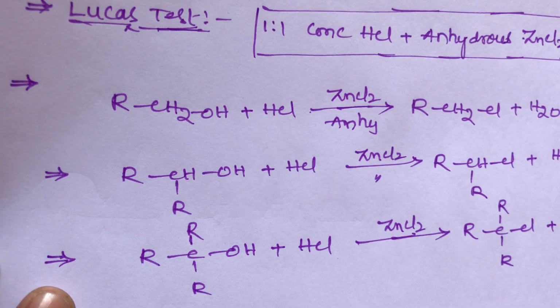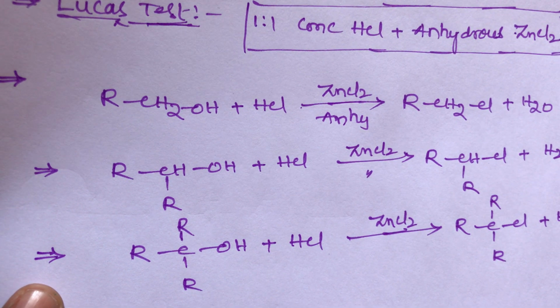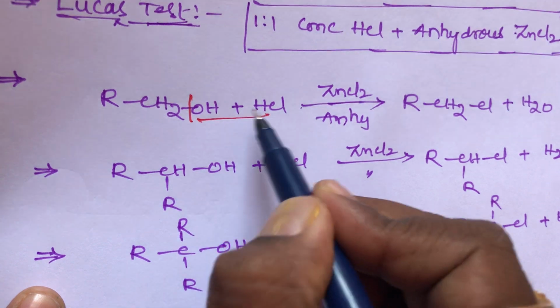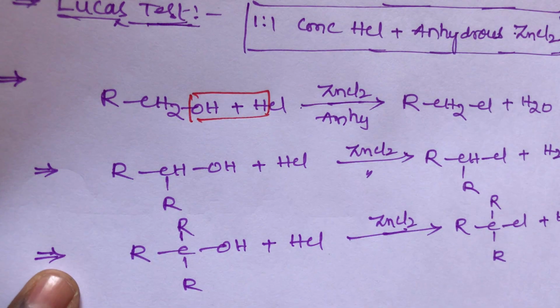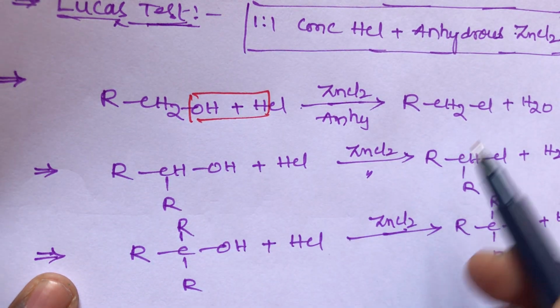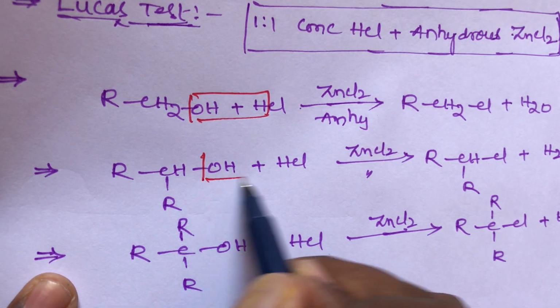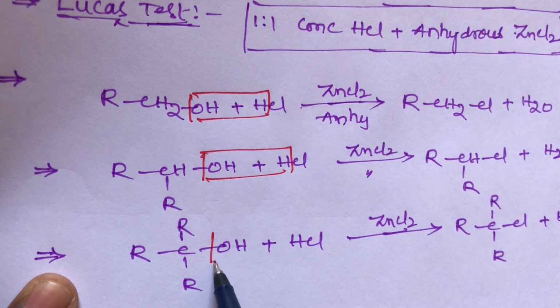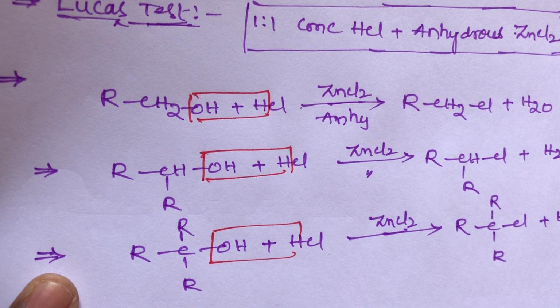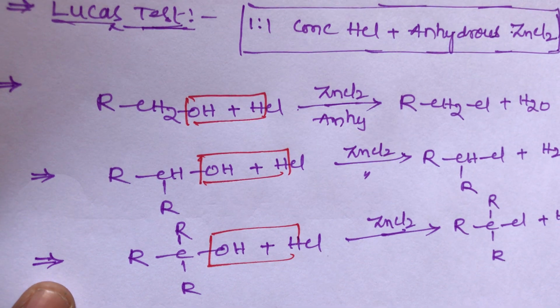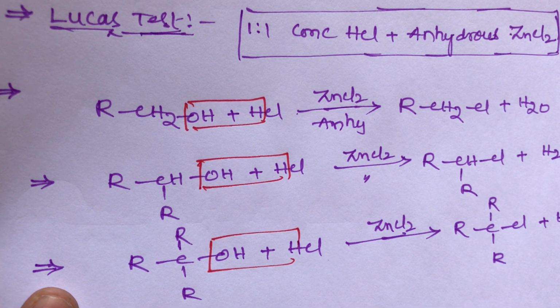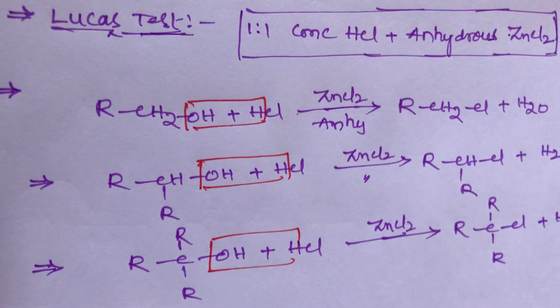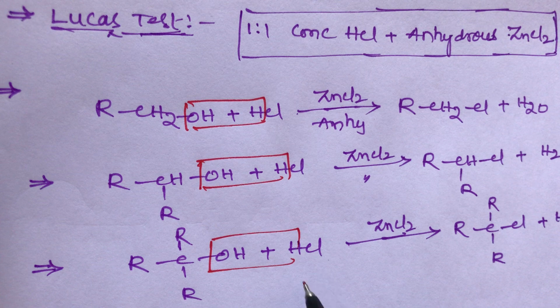This is the simple trick, students. I will give only the simple trick; I am not giving the mechanism. Water is eliminated: OH from here, H from here, water is eliminated. Here also the same thing. This is the test for alcohol, that is Lucas reagent. Primary alcohols react with Lucas reagent, secondary alcohols also react with Lucas reagent, and tertiary alcohol also reacts with Lucas reagent to give tertiary alkyl halide.